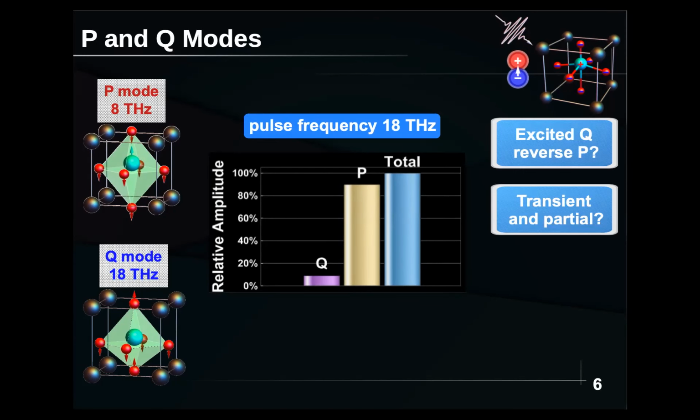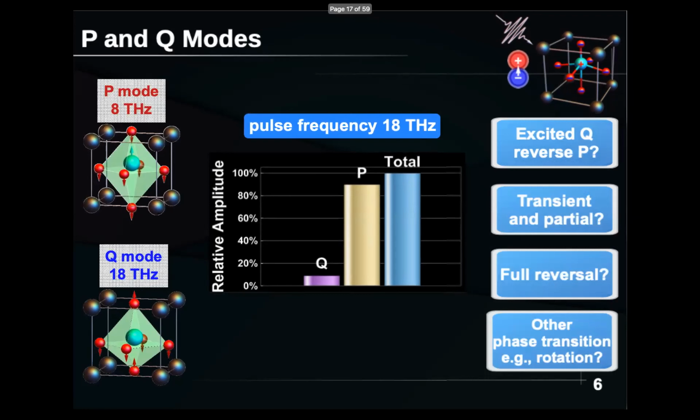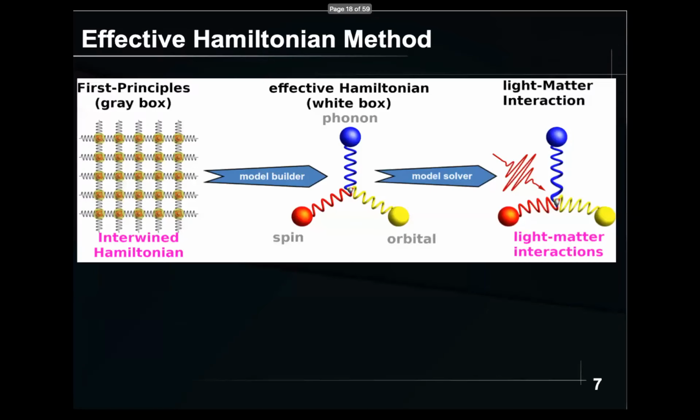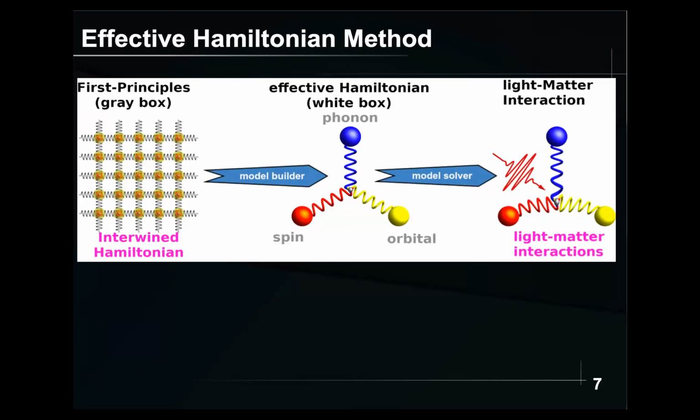Why is the polarization reversal transient and partial? Can we realize full reversal of the polarization? And is it possible to induce other types of phase transition, for example, to rotate the polarization by 90 degrees? Before answering those questions, I would like to show you the method we use to solve these kinds of problems.